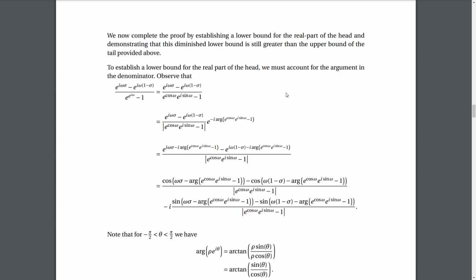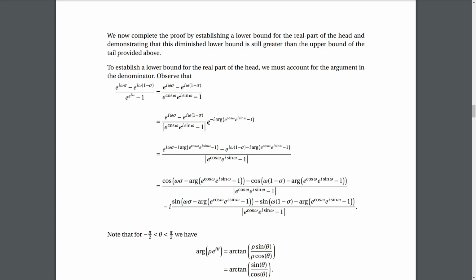Okay, so again, we're looking at this ratio of the chord and this slightly weird denominator. We expand the exponent there, and we end up with e to the cosine of omega times e to the i sine of omega, as promised. And so this can be written in polar coordinates with modulus and argument, right? And the argument is negative because it's in the denominator, and it's just the argument of this, right? And then we haven't really done anything to the numerator yet.